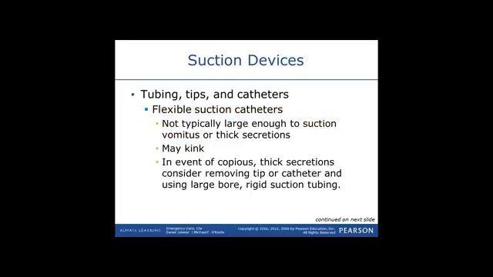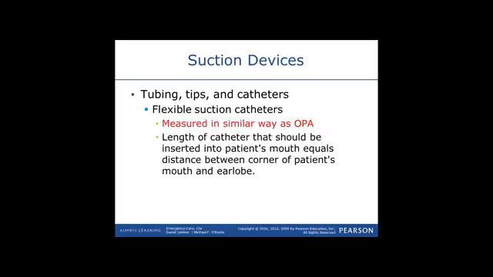So here's the downfall. It kinks, right, because it's a flexible tubing. The other one is with really thick vomit or thick blood, this clogs extremely well, right? So you might have to use the Yonker tip for the bigger particles inside the mouth. When you're using that flexible tip, you measure this the way you measure your OPA, right? So measure from the corner of the mouth to the earlobe, mark it, and that's how far you're going to put that tube into their mouth.